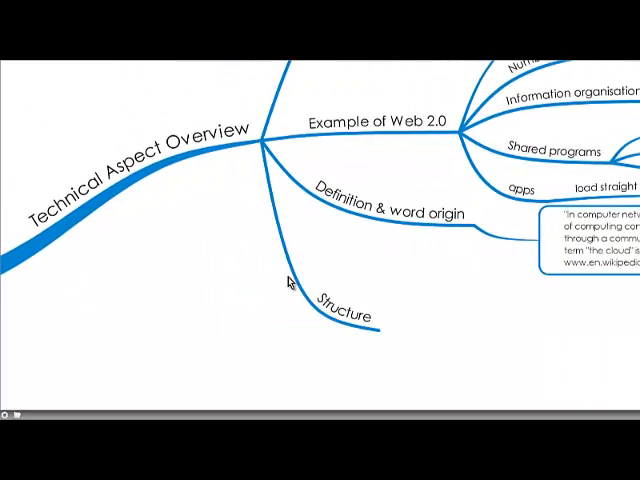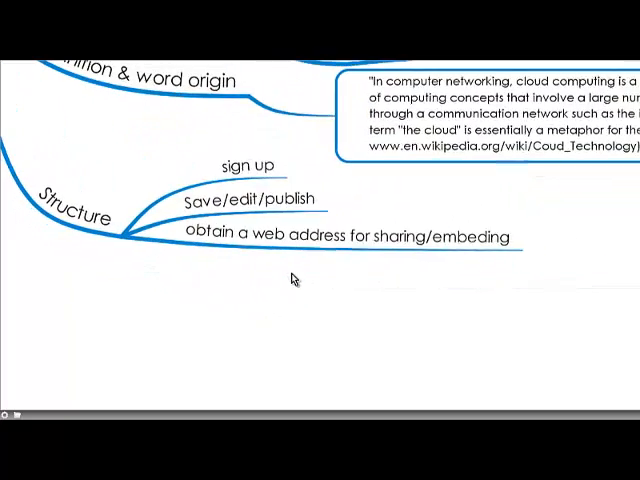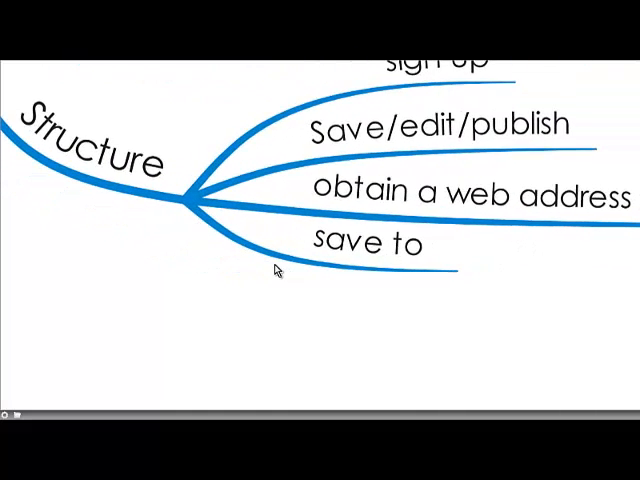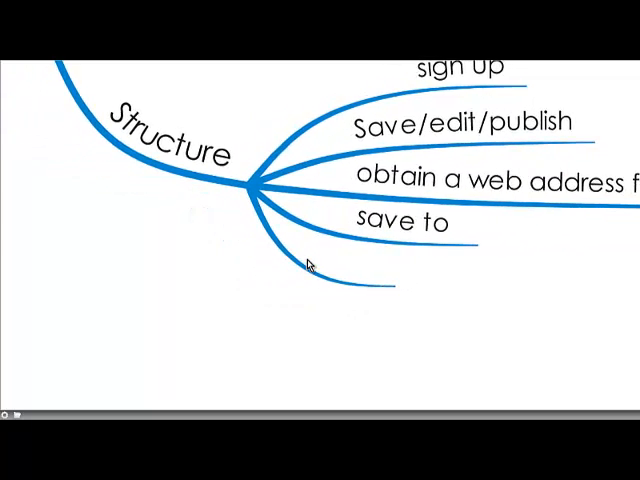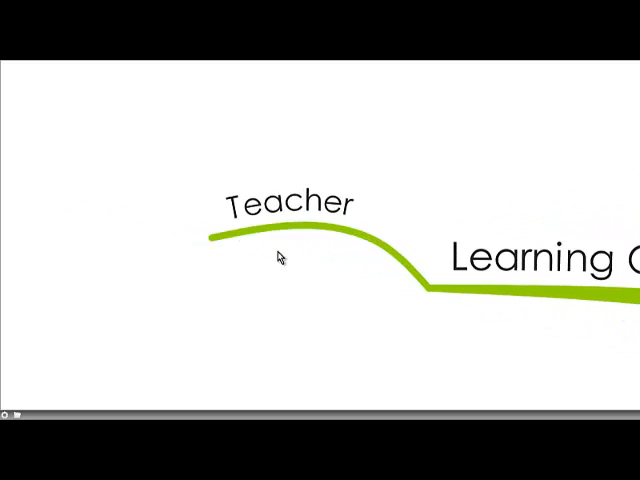So what is the structure of cloud technology? Well, you basically sign up and then you save, edit and publish your stuff and obtain a web address for sharing and embedding in other online spaces. And you can save your documents straight up there as well, which I do from my computer. And my phone is even connected to Dropbox, so all the photos I take on my phone get shared up as well.